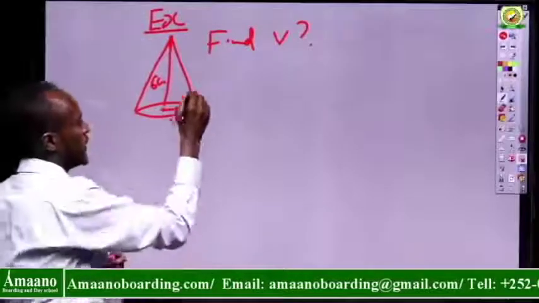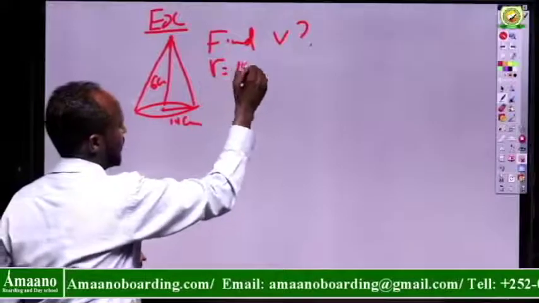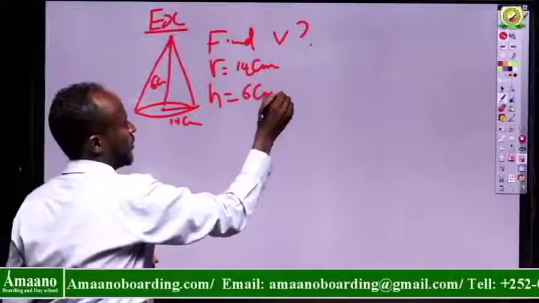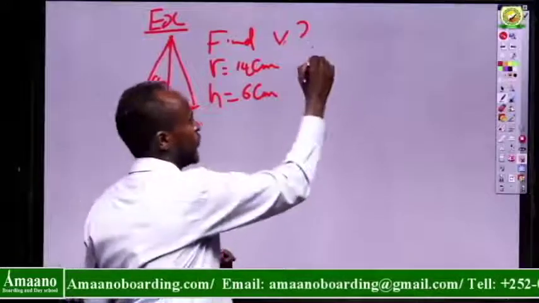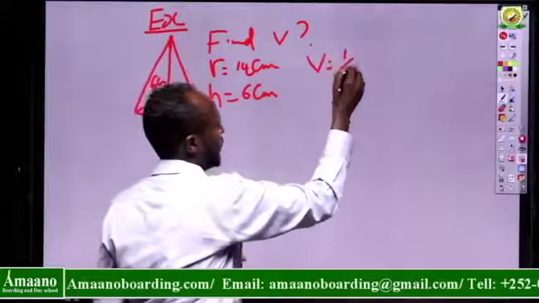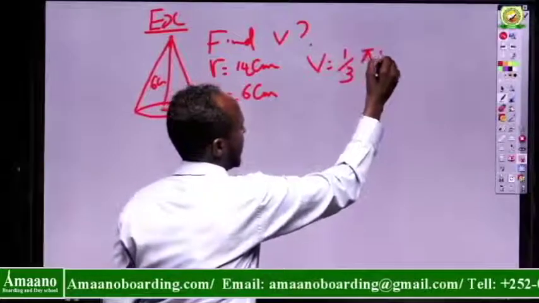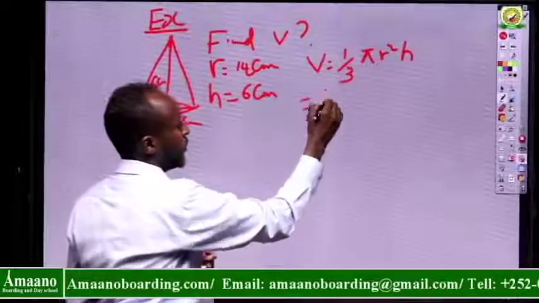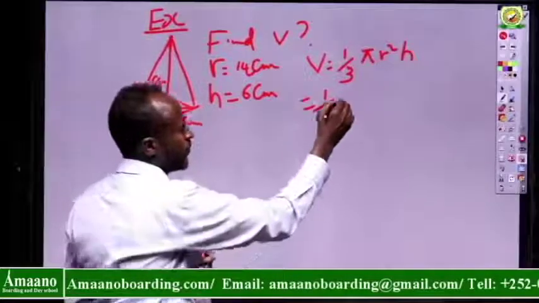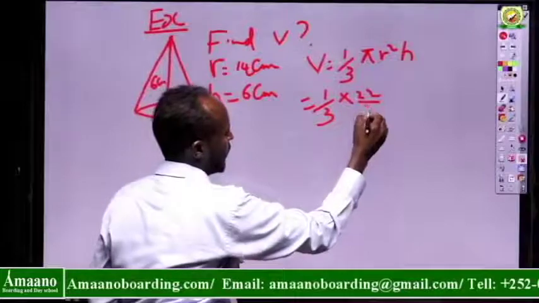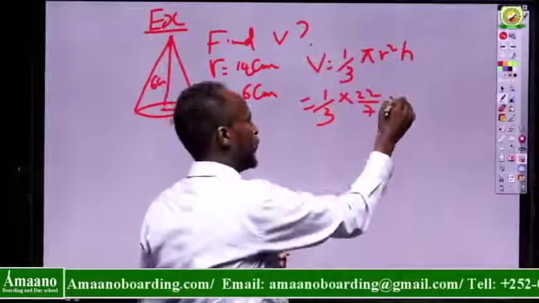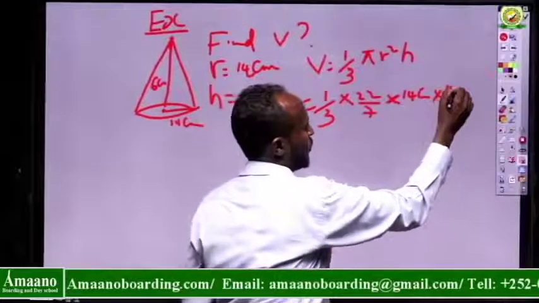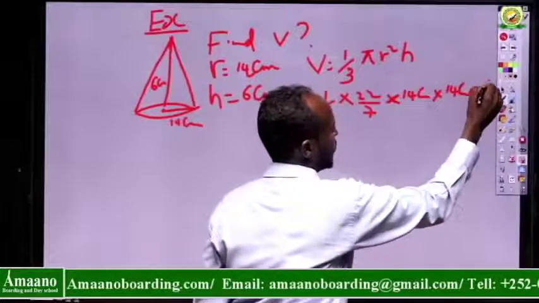What are we given in this case? The radius is 14 centimeters. Also, the height is given as 6 centimeters. What was the formula for the volume of a cone? It was 1/3 pi r square h. Let us substitute the values. 1/3 is a constant. For pi, we can use 22/7. Our radius is 14 centimeters times 14 centimeters. The height was 6 centimeters.